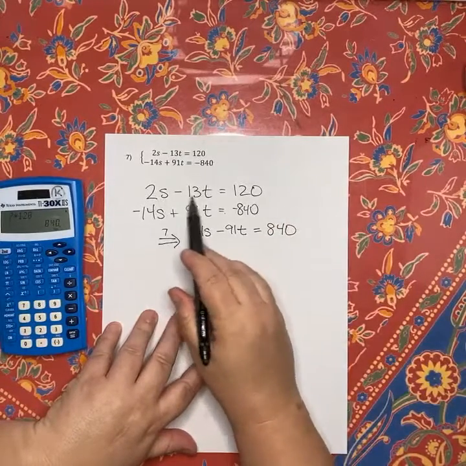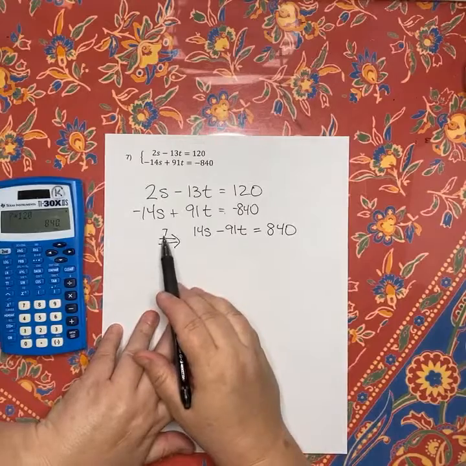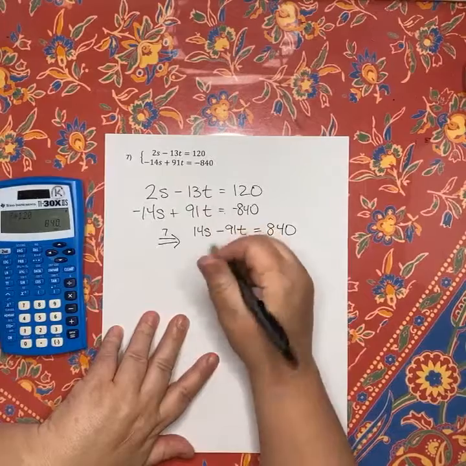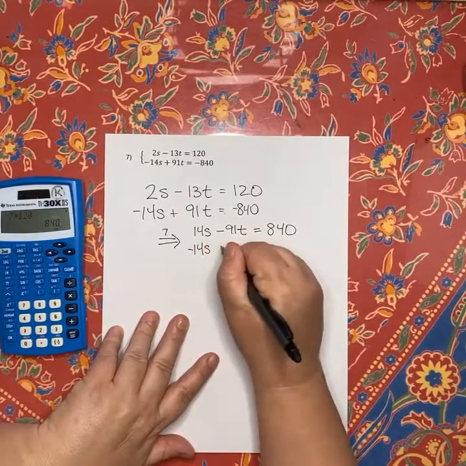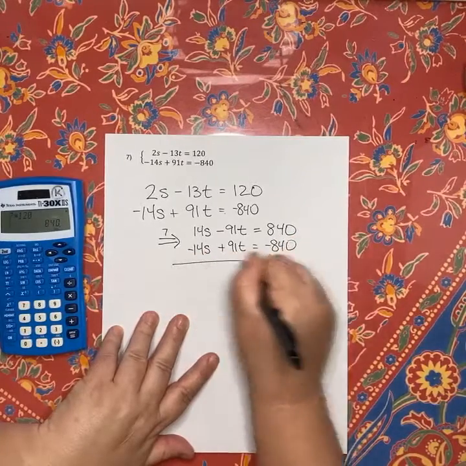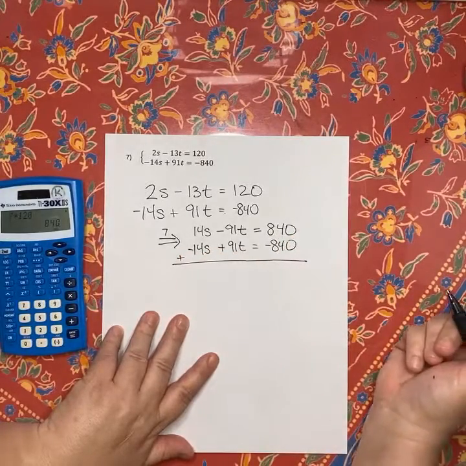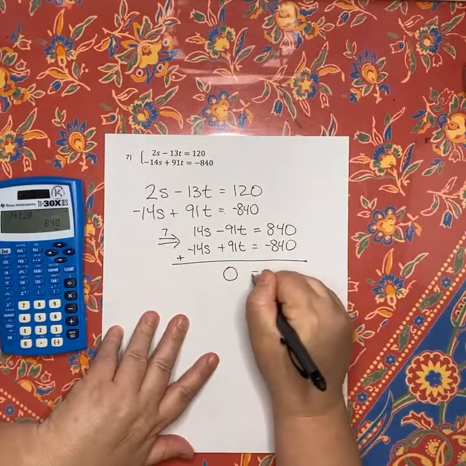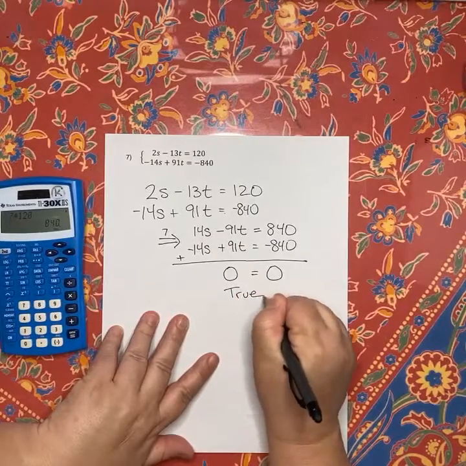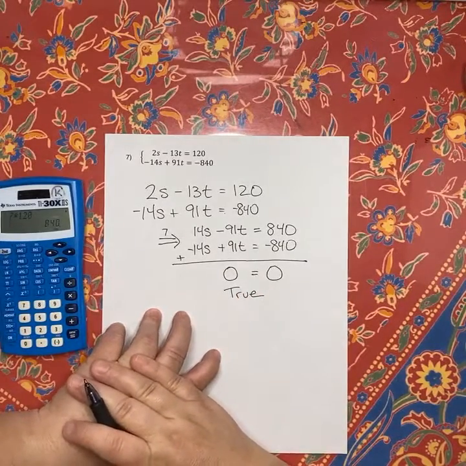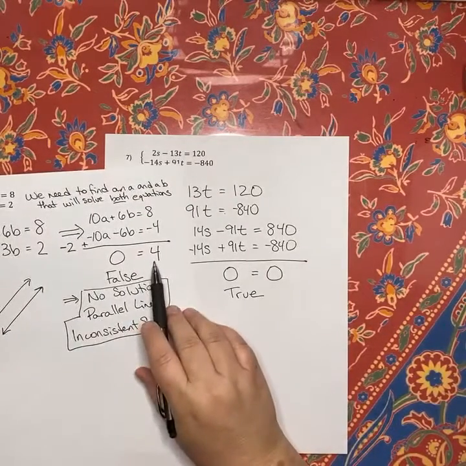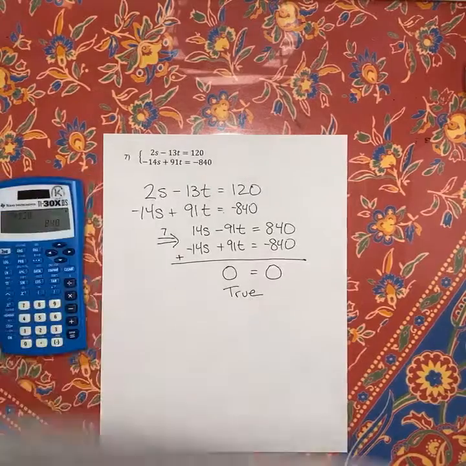Okay, so the whole first top equation, when you multiply by 7, you end up with something that looks just like the opposite of this. The bottom equation is minus 14s plus 91t equals negative 840. And when I add them together, I get 0 on the left and 0 on the right. And the answer is that this is true: 0 equals 0, as opposed to the other one, 0 does not equal 4. That's false. This is true.